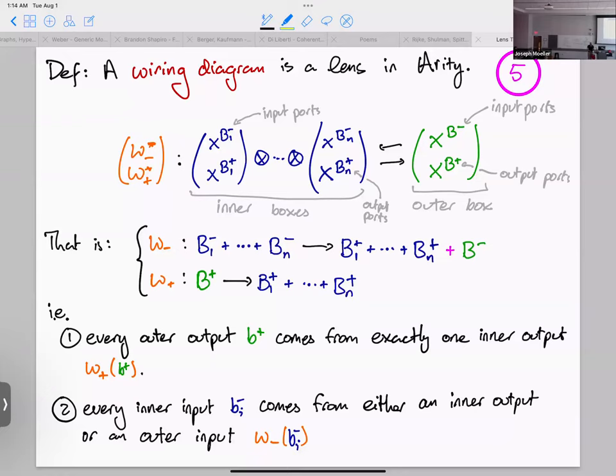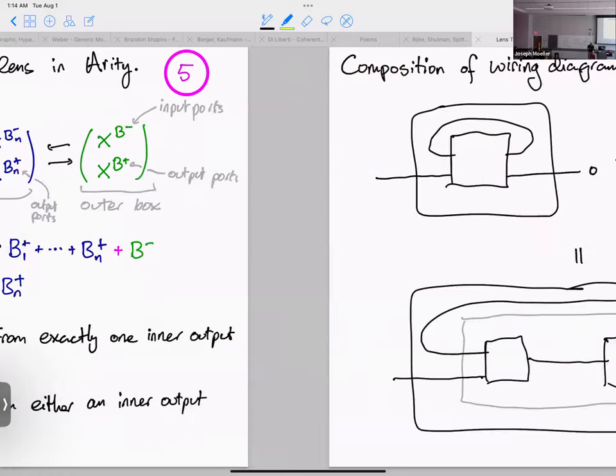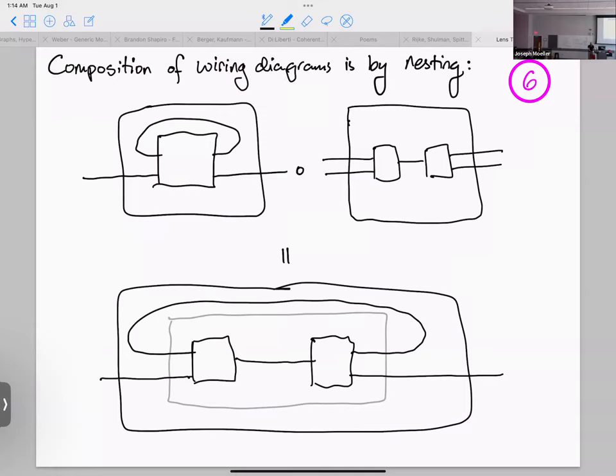It's done much slower. Okay, so composition of these wiring diagrams is by nesting. I think we're going to take another exercise moment here because this is super important. Write down the nested diagram. Here's these, I did one for you. You can do whichever examples you want.